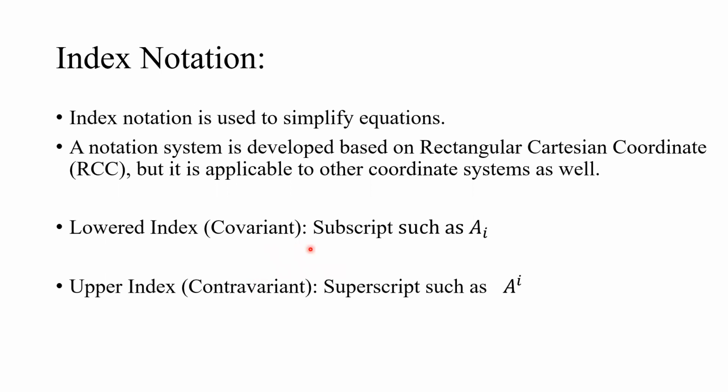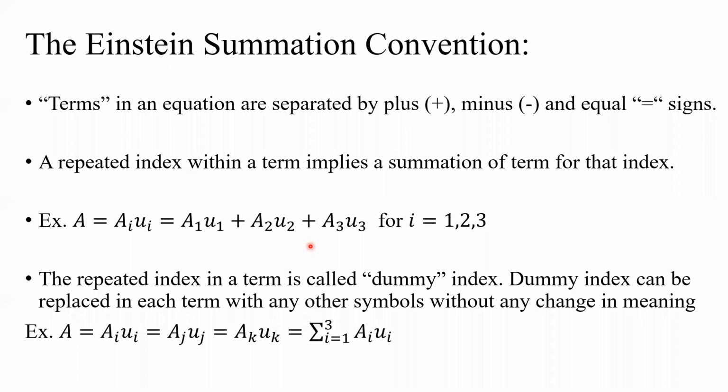We're going to use Einstein summation convention, which says that a term in an equation is a component that is separated by plus, minus, or equal sign. So it's not multiplication or division. Here, for example, in this equation, this A is a term, then we have a term here. Then on the other side of the equation, we have one term, two terms, and three terms. So that's our definition for terms.